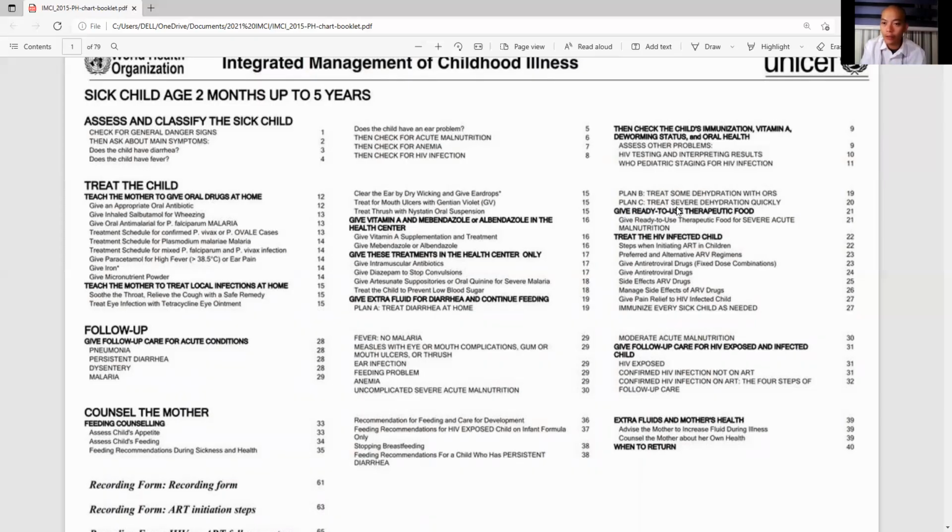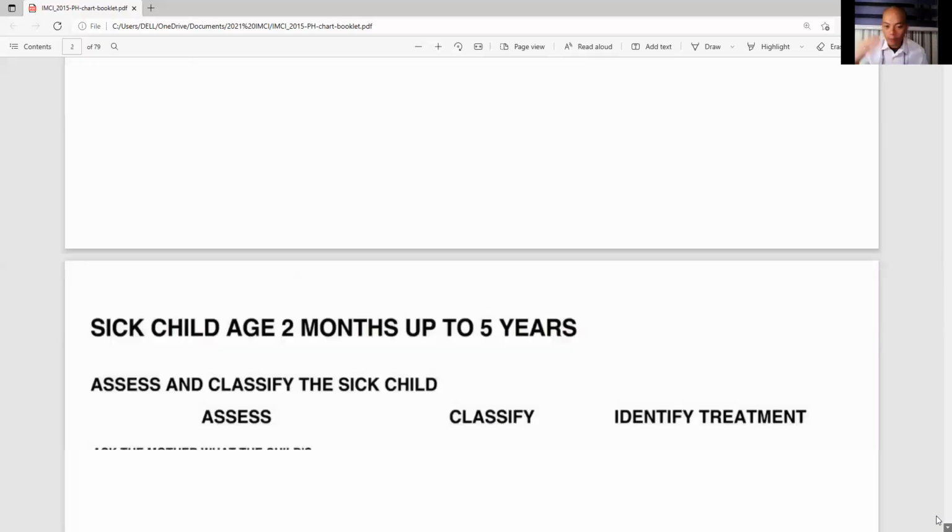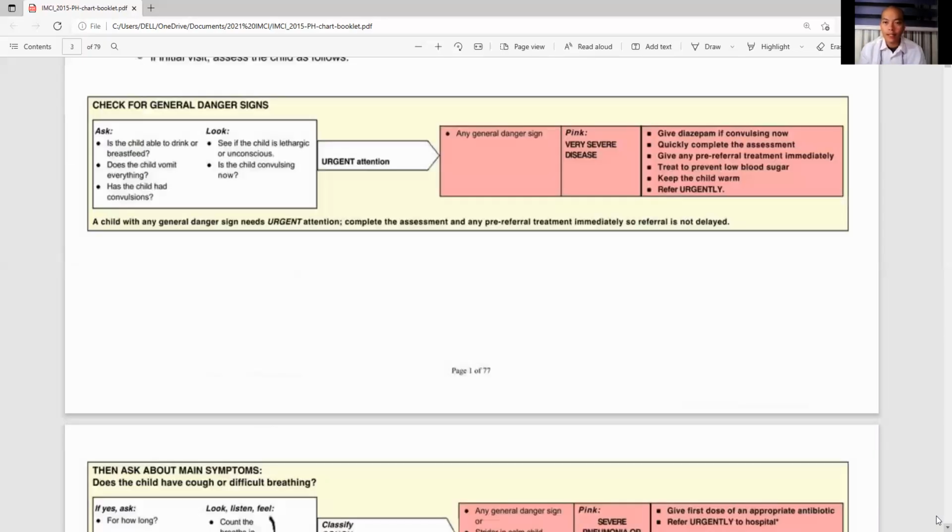Okay, so that is what we will do. If we see something that we do not understand, plan C, what is plan C? Then I go back to my table of contents for 2 months up to 5 years. And it says here, okay, plan C, treat severe dehydration, that is on page 20. We will see that later. But that is the flow. Okay, that is what we will do.